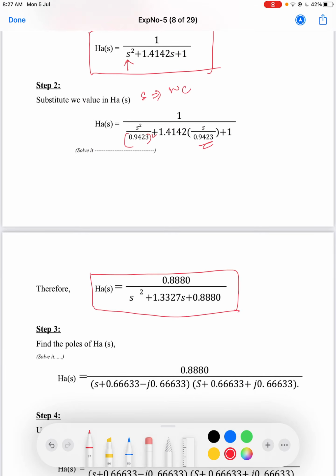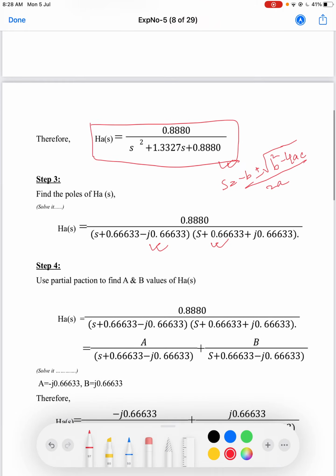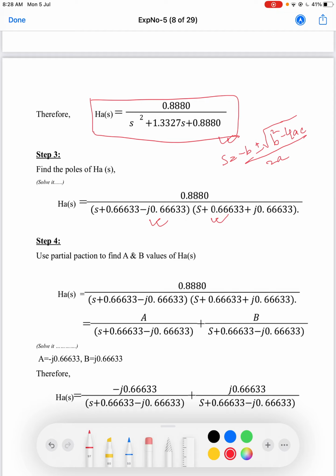Okay, matched up. Step 3 is to find the poles of your analog filter. To find the poles, you just have to use the formula s is equal to minus b plus or minus root of b square minus 4ac, divided by 2a. Just use that and you'll get these pole values. And in step 4, you have to find the partial fraction of your analog filter.